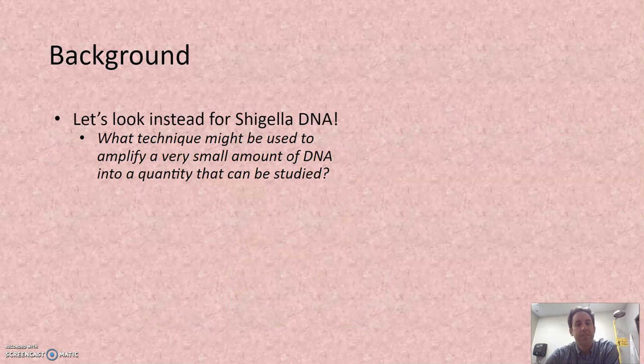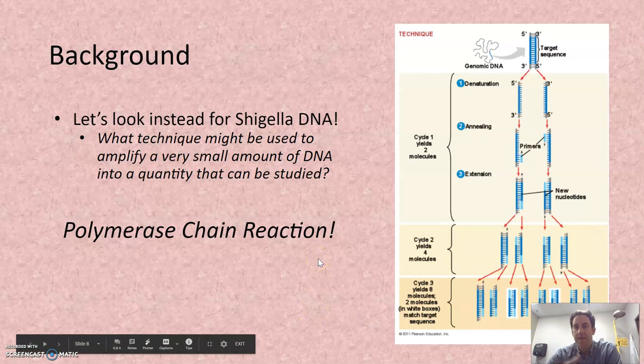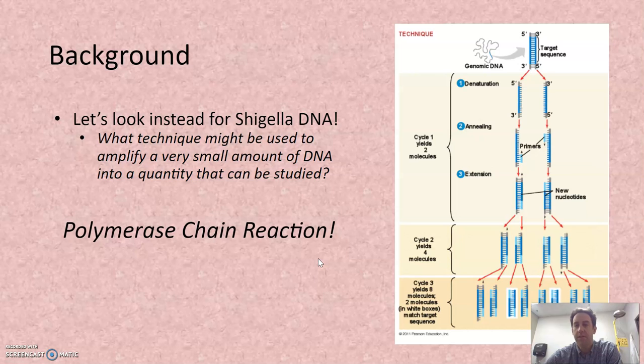It didn't work. So instead they said, hey, let's look for the Shigella DNA instead. Now, what technique would you use to amplify a very small amount of DNA into a larger quantity that could be studied? Hopefully you know the answer is polymerase chain reaction. Remember, this is the technique where you separate the 2 DNA strands, you add some primers, and you copy those strands. And you repeat the cycle so that 1 becomes 2, 2 become 4, 4 become 8. So maybe we could use this to amplify whatever DNA might be in that sample, and then we could look for it.